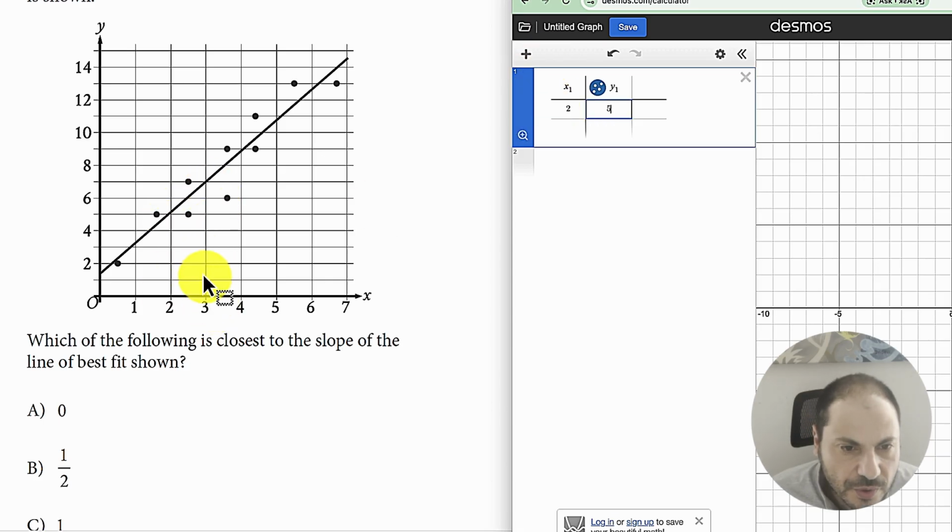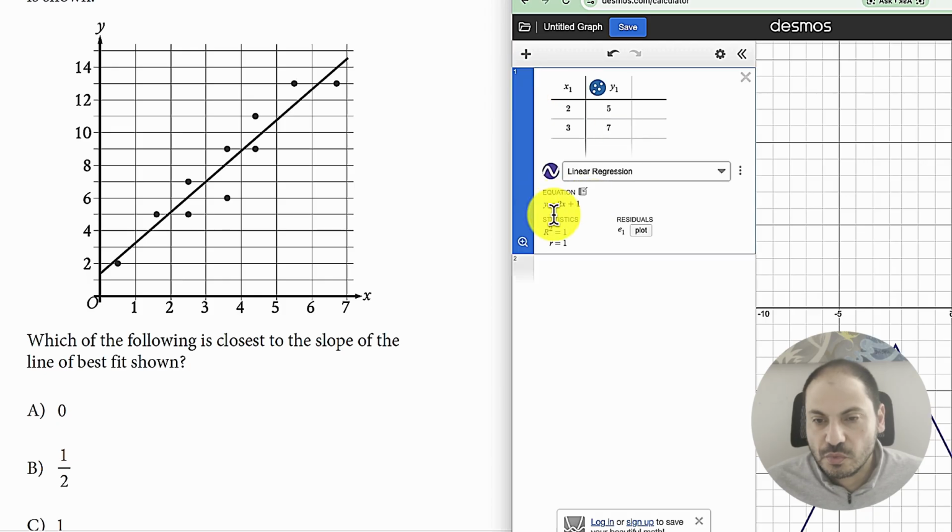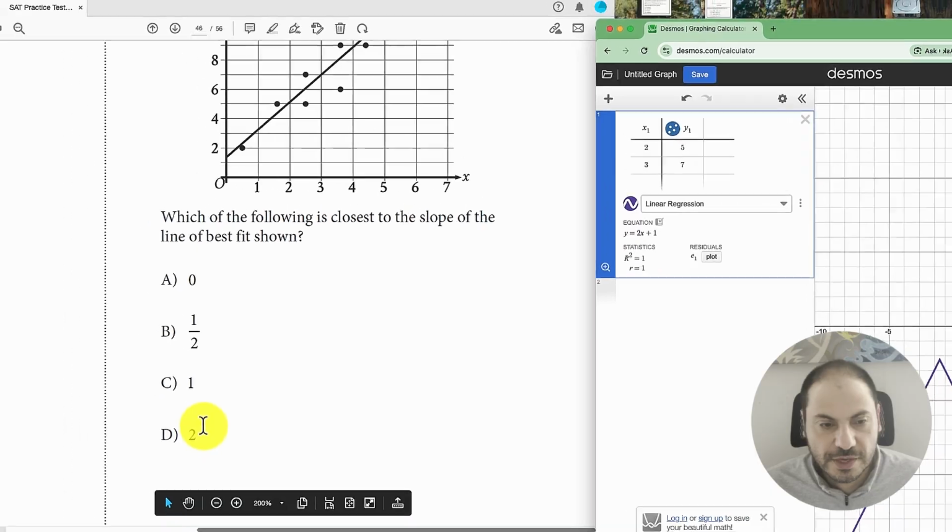And then we find another point here, 3, 7. You can just press tab to move over. And then you just press this button where it says add regression. Y equals 2x plus 1. So y equals mx plus b. The m is what's in front of the x, so 2. So the slope is 2. Right answer is D.